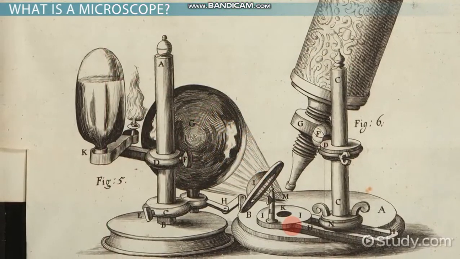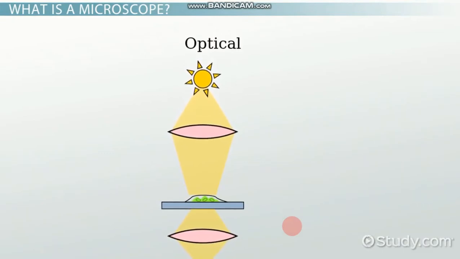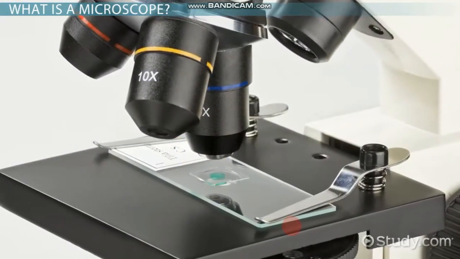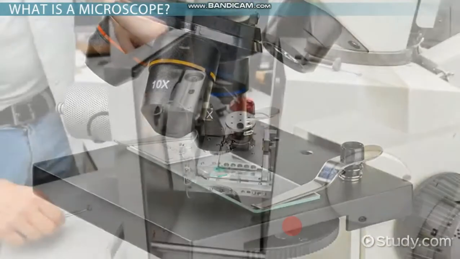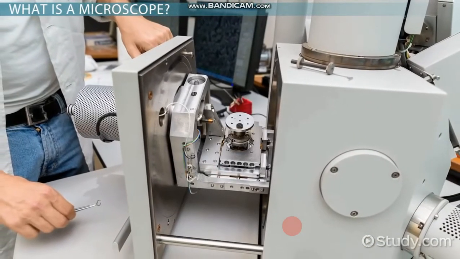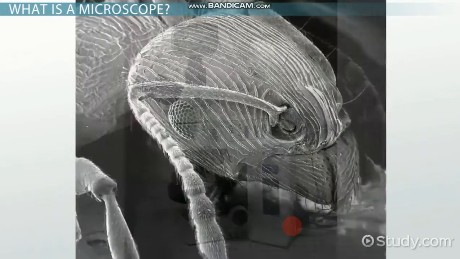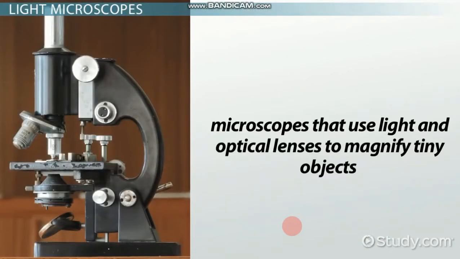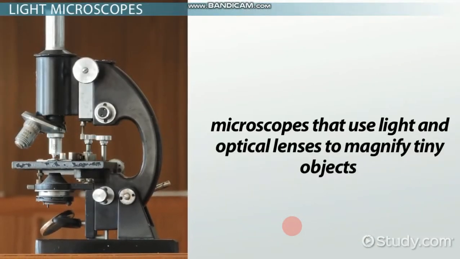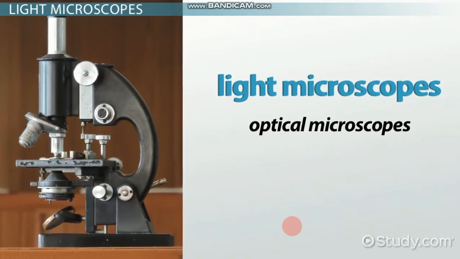These early microscopes used a light source and one or more optical lenses to magnify an object. Today, we still use light microscopes to see objects that are too small to see with the naked eye. But we also use other types of microscopes, like electron microscopes and fluorescence microscopes, to see things that you can't see even with a light microscope. Microscopes that use light and optical lenses to magnify tiny objects are called light microscopes or optical microscopes.